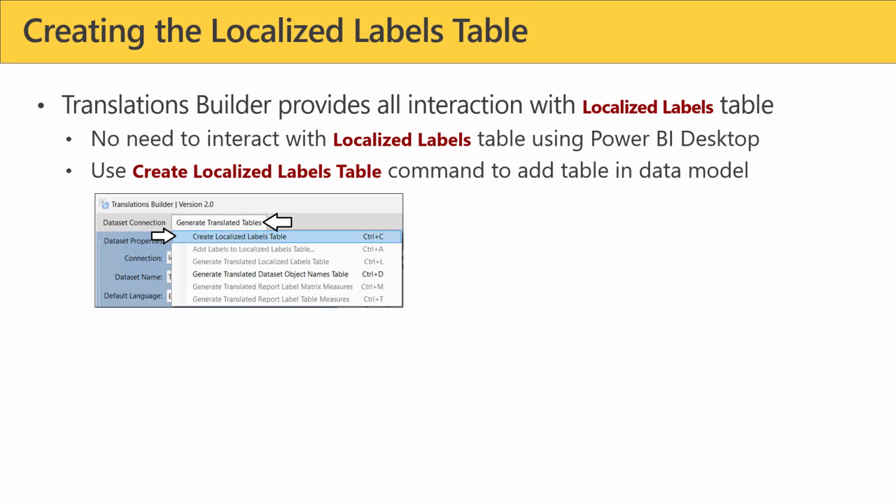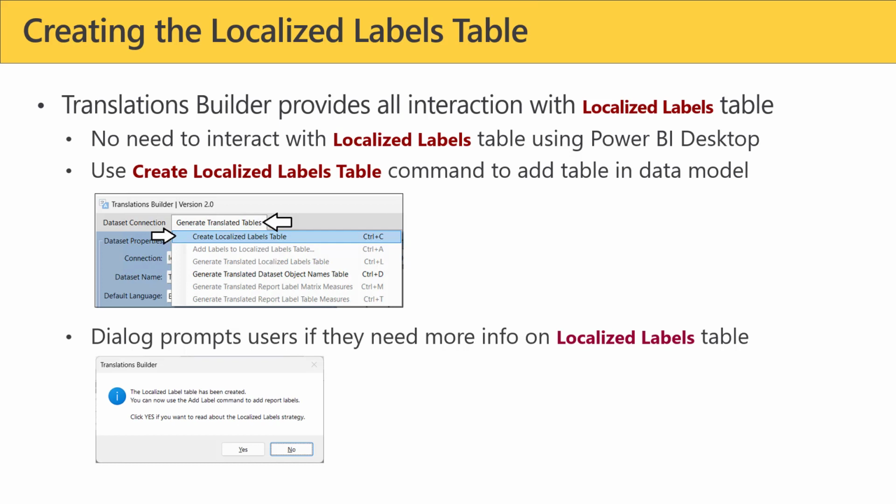Now, here's a walkthrough. We're going to start in Translation Builder by dropping down the Generate Translated Tables menu and choosing the menu command, Create Localized Label Table, or Control-C. When we do that, it's going to create the table. It's also going to prompt the user to see if that user wants more information on the localized labels table. The idea is that there's a bunch of concepts behind it that are very important to understand if you're going to use this strategy effectively.